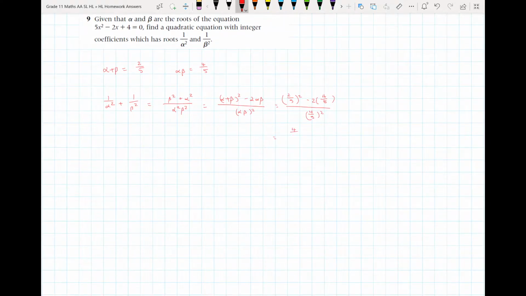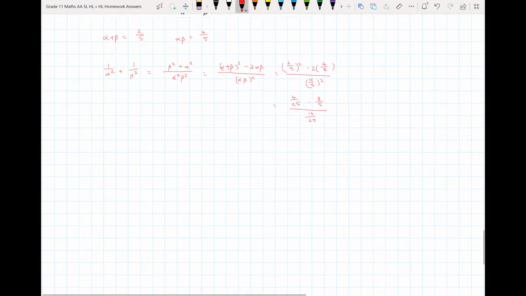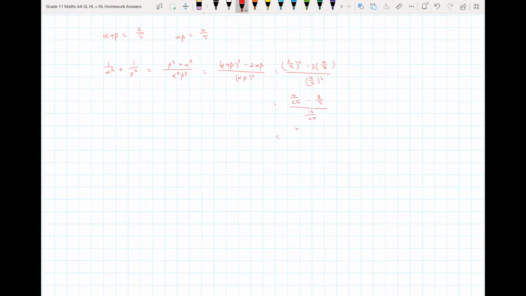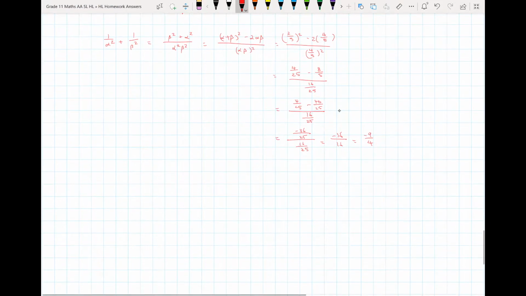Just a bit of calculation. 16 over 25, right? So on the top we have negative 36 over 25. Now I know that if we divide it by the same denominator, then I could just take the numerator and divide them. You can check that yourself.